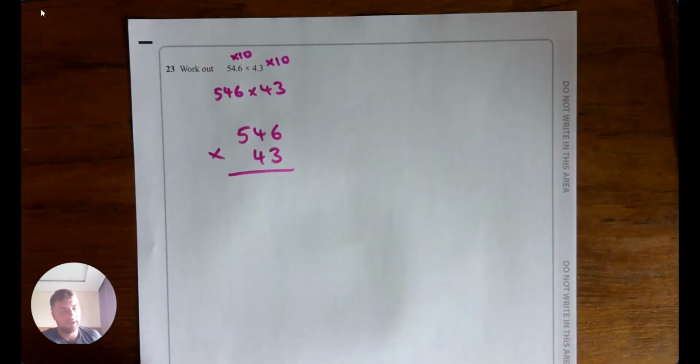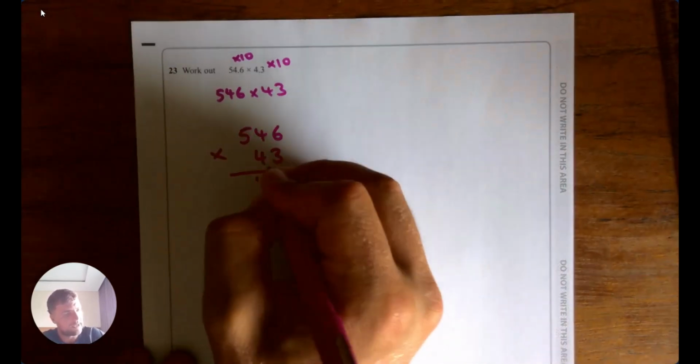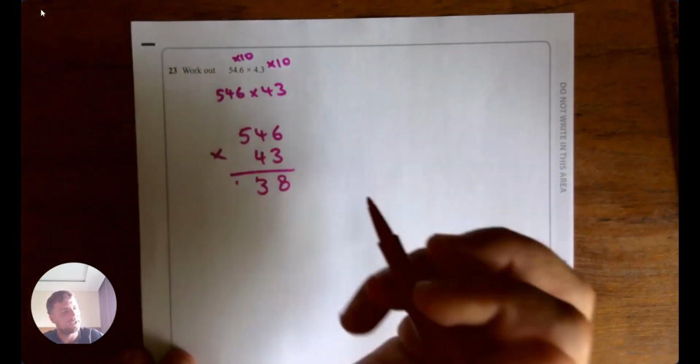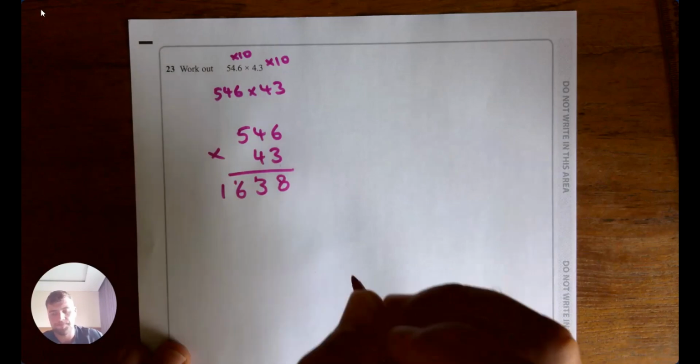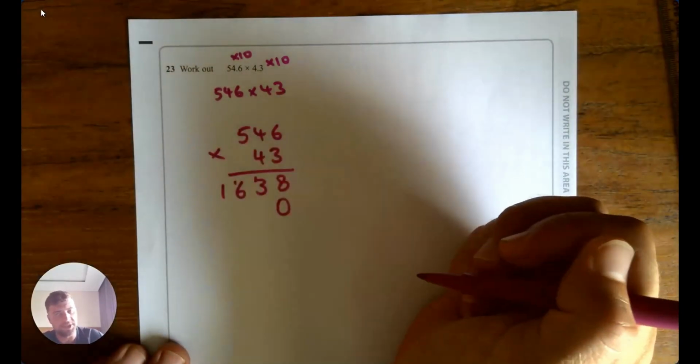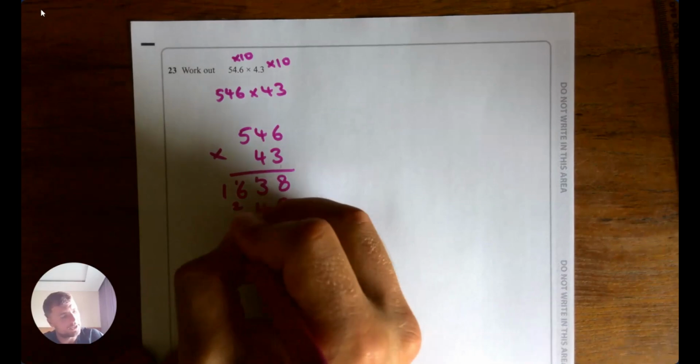And we're going to multiply. So we've got 3 times 6 first, which is 18. Then we've got 3 times 4, which is 12. Add the 1, 13. 3 times 5 is 15. Add the 1, 16. And then we'll put our placeholder in because we're going to use the 4 now. And the 4 isn't a 4, it's a 40. 4 times 6 is 24. 4 times 4 is 16. Add the 2 is 18. And then 4 times 5 is 20. Add the 1 is 21.